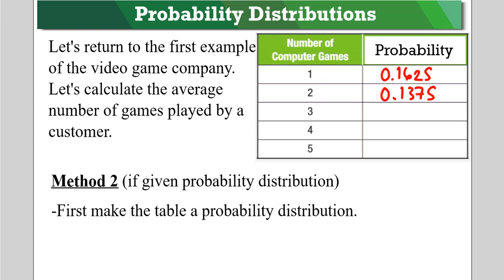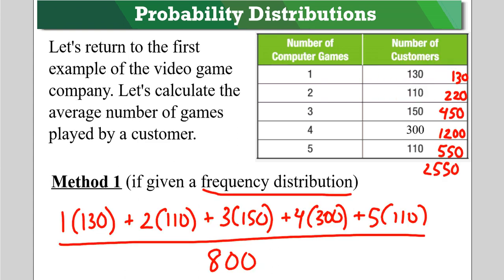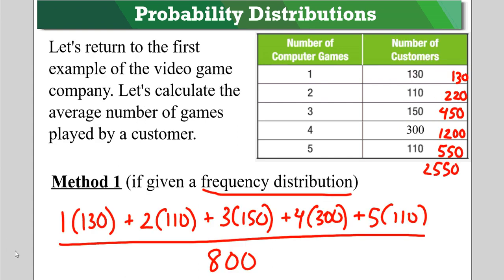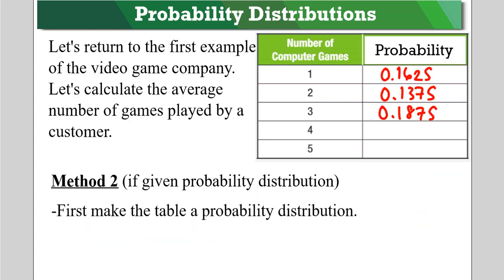How many played 3 games? 150. Is that right? Yep, 150. Divided by 800, 0.1875. 300, 0.375, and then the last one, 110, we already did that. It was this one again. So there's the probabilities. So, 18.75% play 3 games, 16.25% play 1 game.